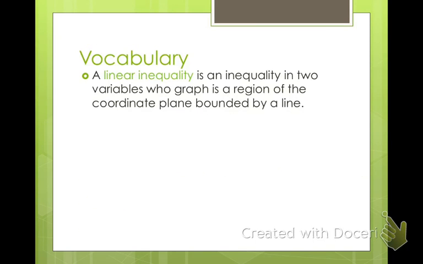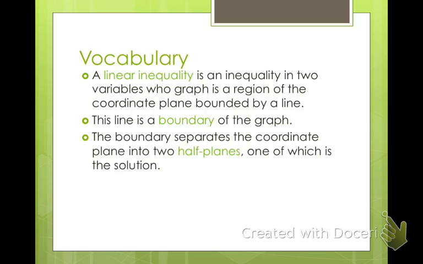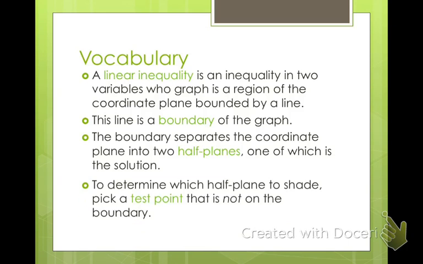So for our vocabulary, a linear inequality is an inequality in two variables whose graph is a region of the coordinate plane bounded by a line. The line is a boundary of the graph, and the boundary separates the coordinate plane into two half planes. So we're going to have half that's going to be shaded and half that's not.